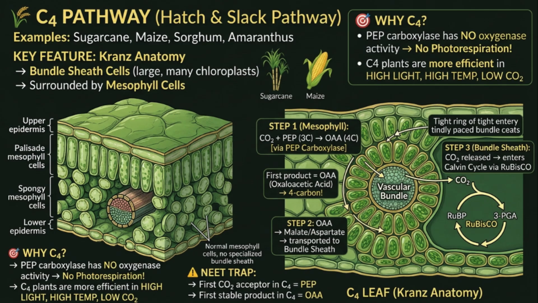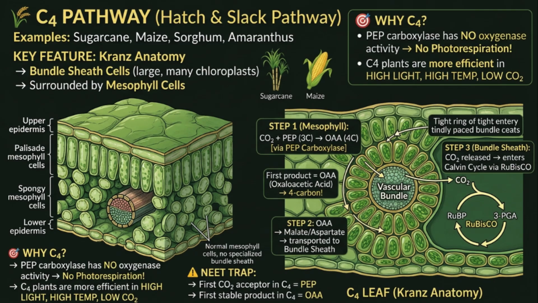This two-cell arrangement is unique to C4 plants. In the mesophyll cells, CO2 is first fixed by the enzyme PEP carboxylase, and this is huge. PEP carboxylase has no oxygenase activity. It only fixes CO2. It will not react with O2. CO2 combines with PEP, a 3-carbon molecule, to form OAA, oxaloacetic acid, a 4-carbon compound. This is the first stable product in C4 plants.